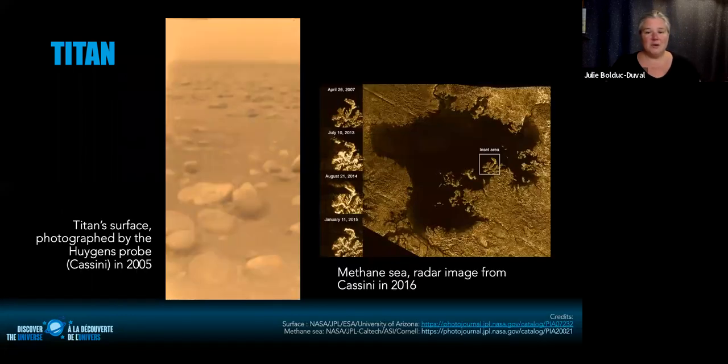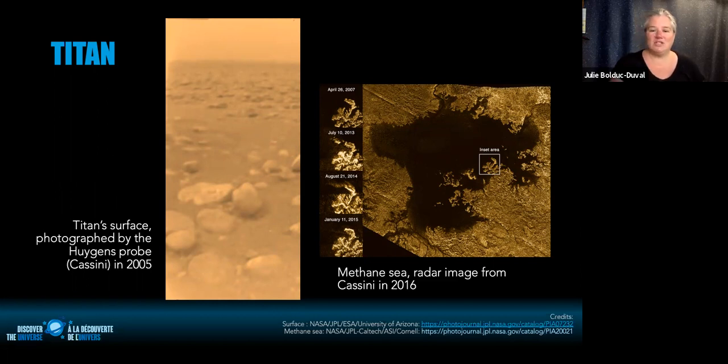There was a probe sent to the surface, the Huygens probe, the lander part of the Cassini probe, and it landed on Titan. The picture you see on the left is an actual real image from the surface of Titan. You can see a hazy sky, and you can see rocks, which I think are mostly chunks of ice. On the right, you can see a radar image from Cassini, and it shows a methane sea. So we think that's actually liquid on the surface. And you can see how it changes over time as well.